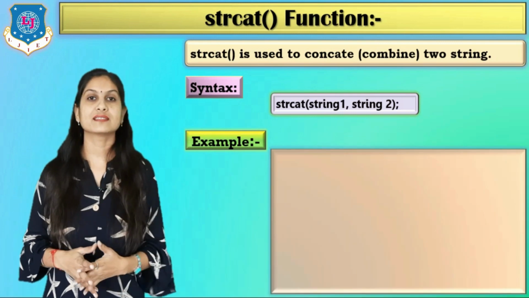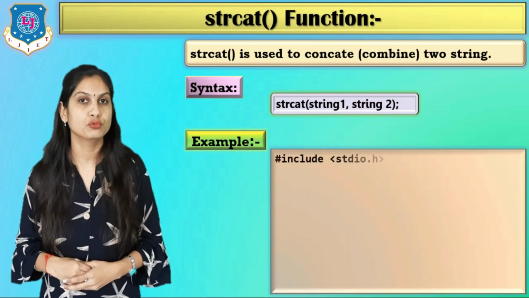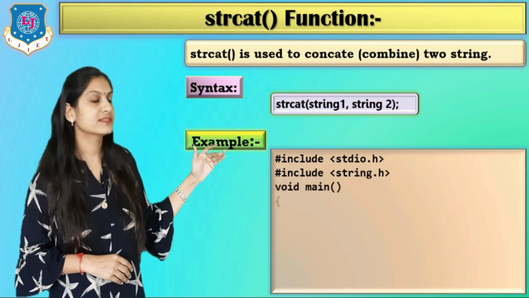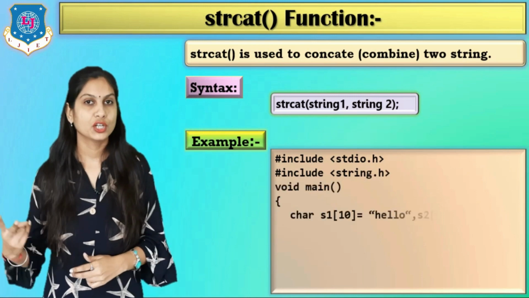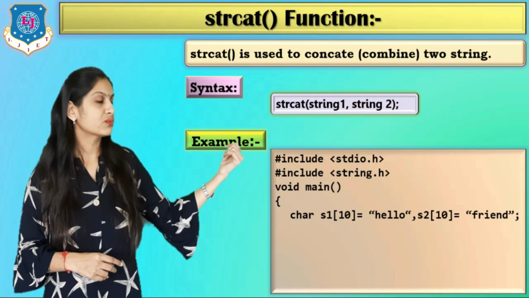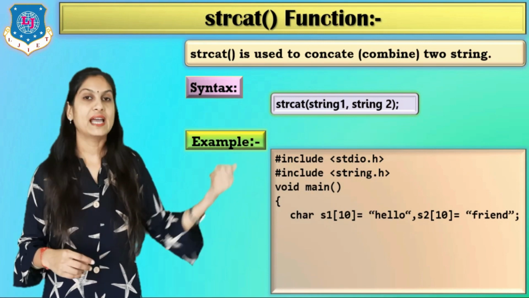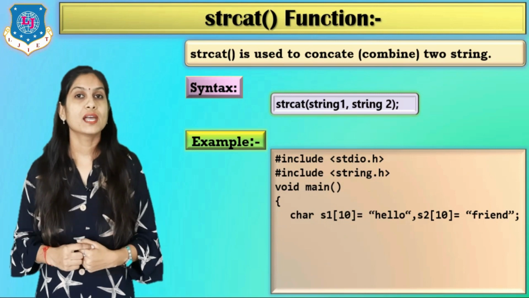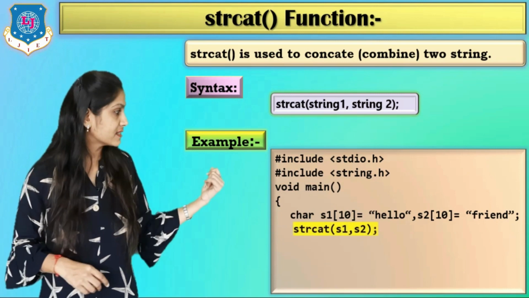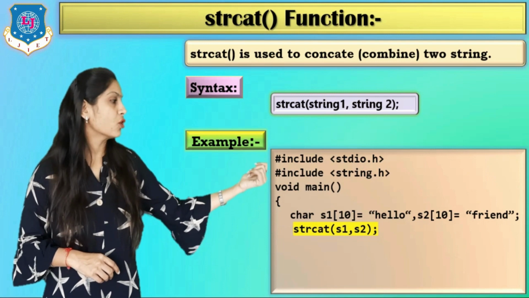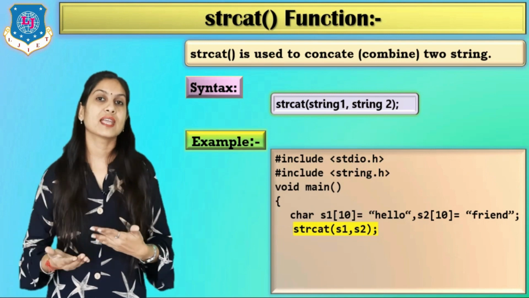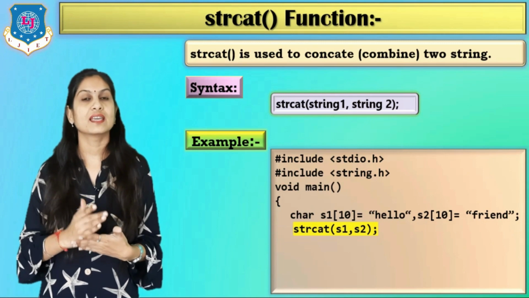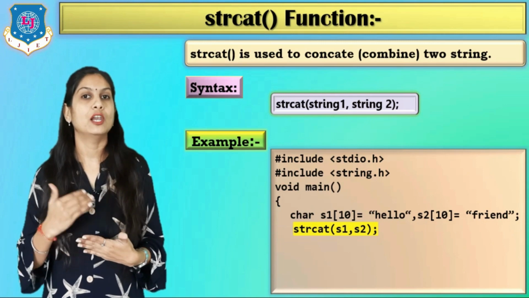Just see here the example how we can combine two string. For that we have to write both the header files, and inside void main we have to declare two string. Character s1 equals hello and second string is suppose friend. Now what happened when we are writing strcat s1 comma s2, then the second string will be combined with the first string. So in this case our output is just like hello friend.